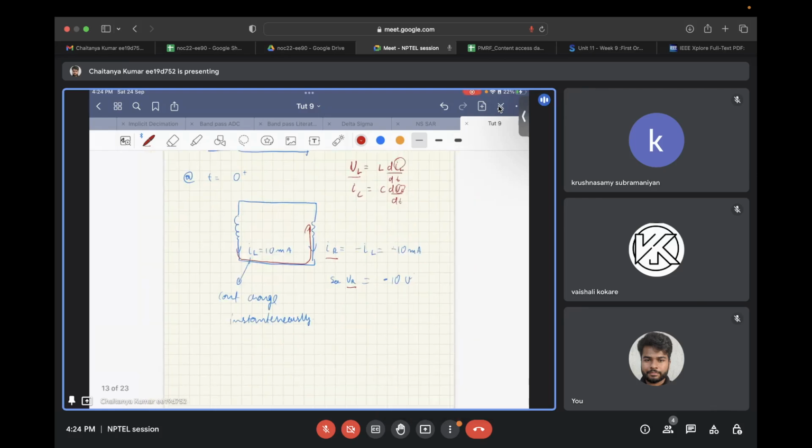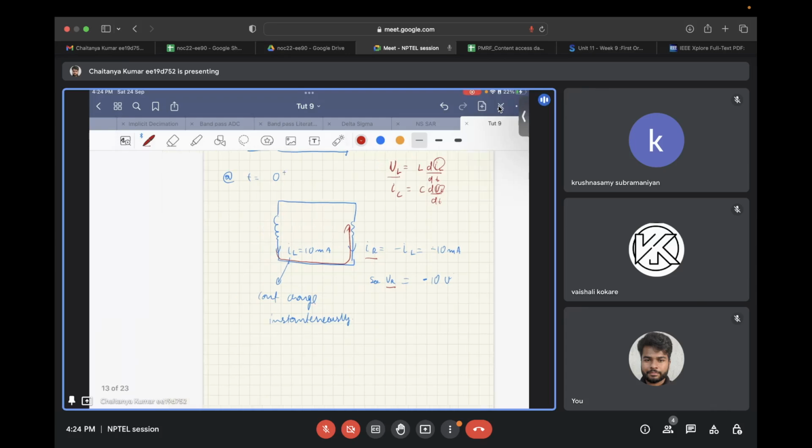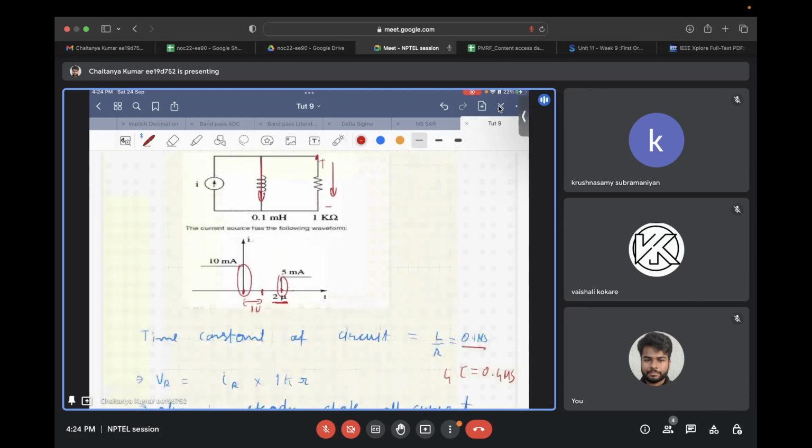Now if you try to plot the waveform of the voltage developed across the resistor, this is how it will look. So we will plot it intuitively.